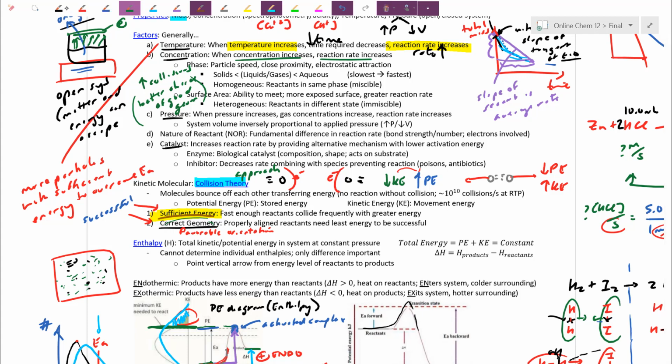If you have nothing else to go on, there's a certain order of rates. So as a solid, the particles are just really tightly packed, really slow.